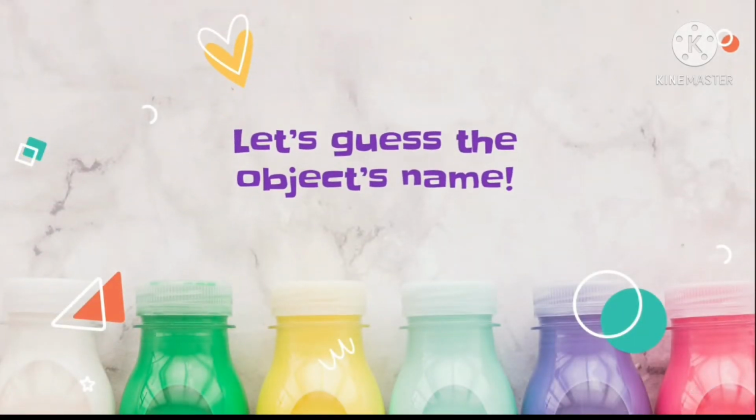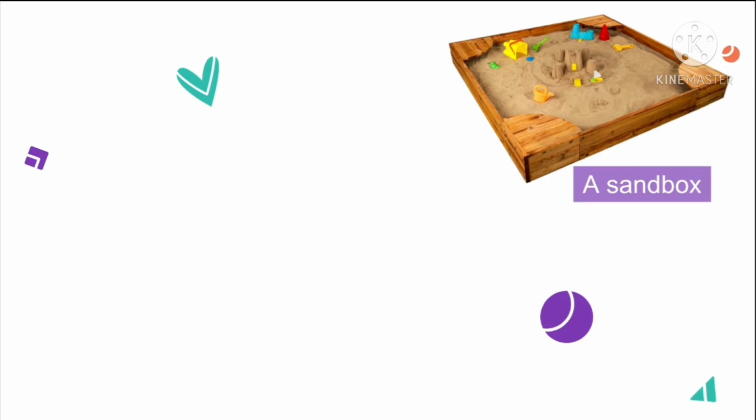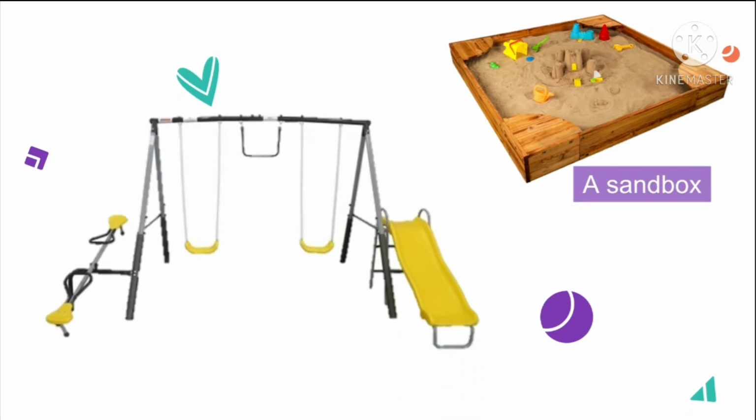Now let's guess the object's name. What is this? It's a slide, yes. And what about this one here? It's a trampoline. And here, what is it? A sandbox. Well done. Now take a look at this picture.